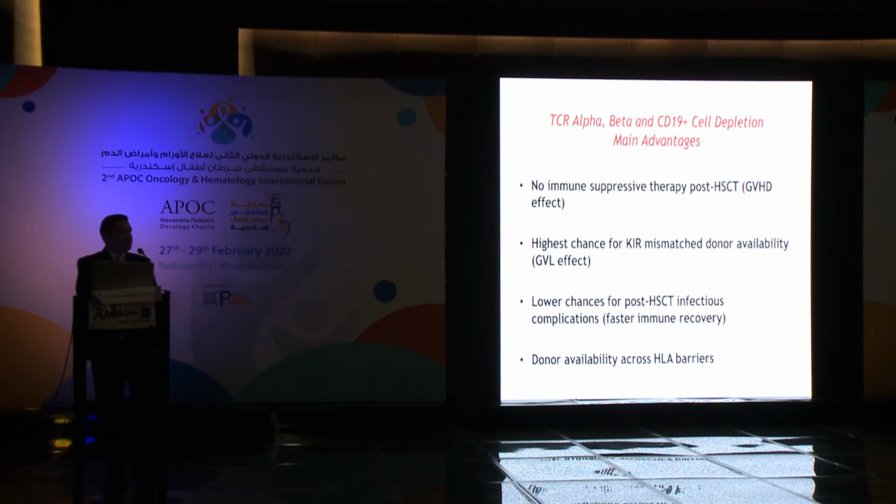So the highest chance for a KIR mismatched donor is with a haplotransplantation, which means the highest chance for graft versus leukemia effect, and lower chances for post-transplant infectious complications, which means faster immune recovery, since you do not use immunosuppression. At the same time you are keeping the specialized gamma delta T cells that cause graft versus leukemia effect but avoid graft versus host disease. And the most important factor is donor availability across HLA barriers, since most patients would have one of the siblings who's a half match, or at least one of the parents could be used, which is usually a half match.